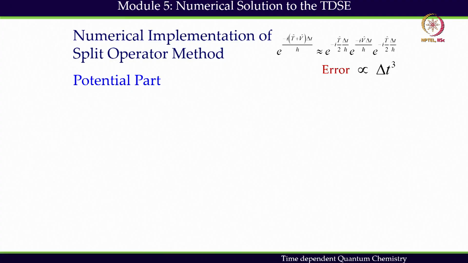Welcome back to module 5, where we are continuing a numerical implementation of the time evolution operator, through which we are going to get the solution of the TDSE. So far we have shown that a symmetrized product, the split operator approach we are going to use, gives us the minimum error if we take the time step to be very small.